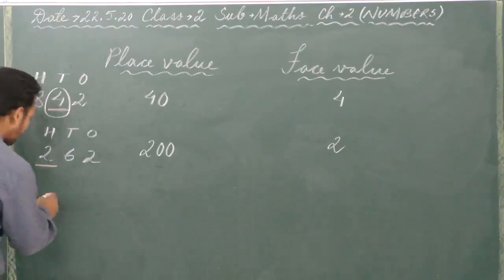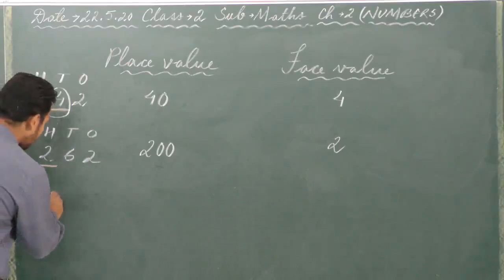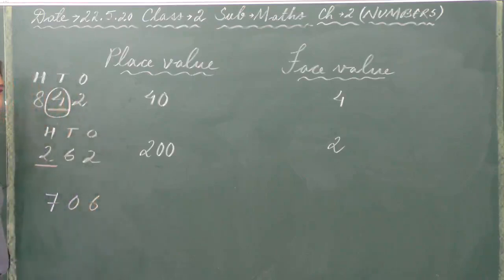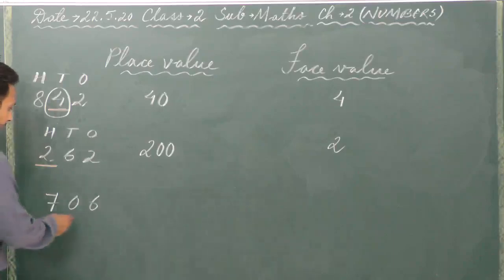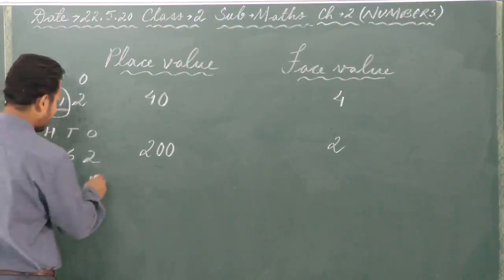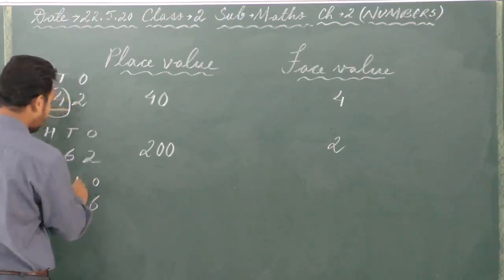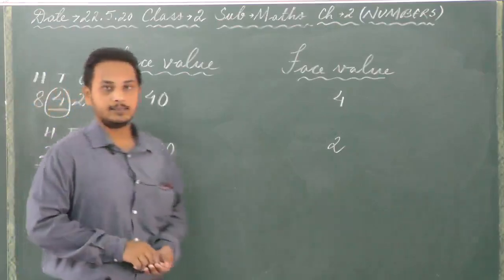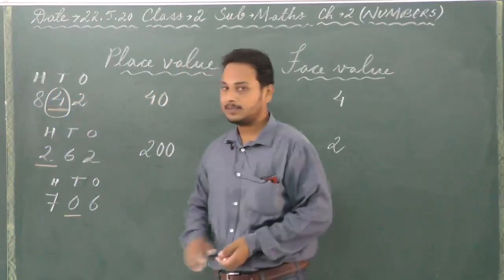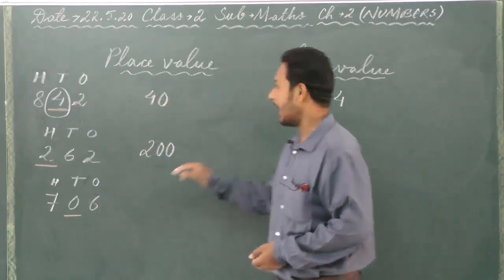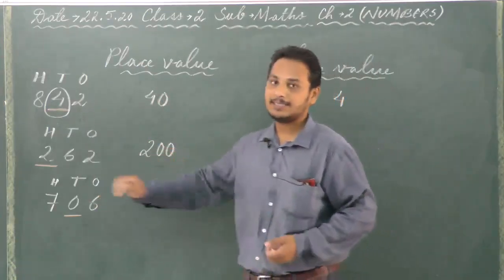Okay, we can practice one more number here. Say for example 706. Now if I underline 0 over here, 6 is in ones place, 0 is in tens, and 7 is in hundreds. Now I have underlined 0. That means you have to find out the place value of 0 and the face value of 0.